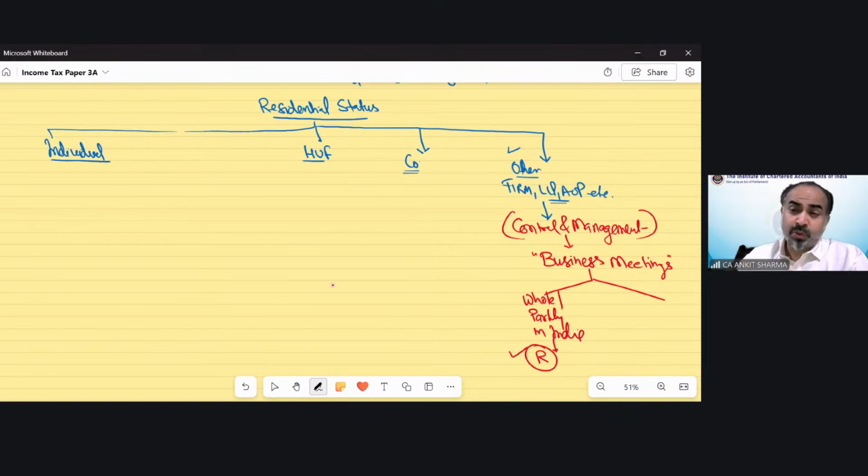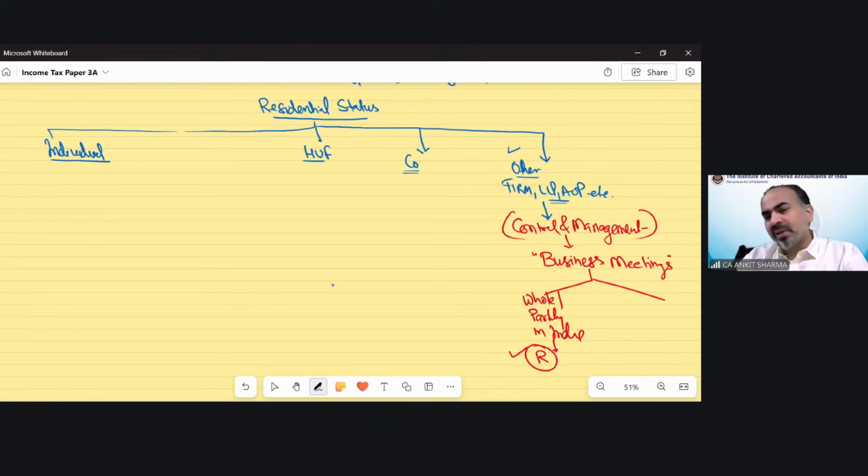Suppose the question says there is a partnership firm and it has conducted 10 business meetings, 9 out of India and 1 in India. What will it be called? Resident in India. The partnership firm will become resident in India. So even if a single meeting has been held in India, that organization will be called resident in India.